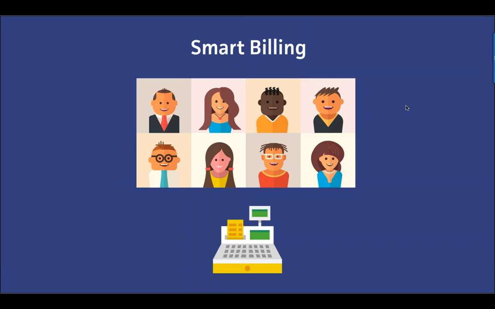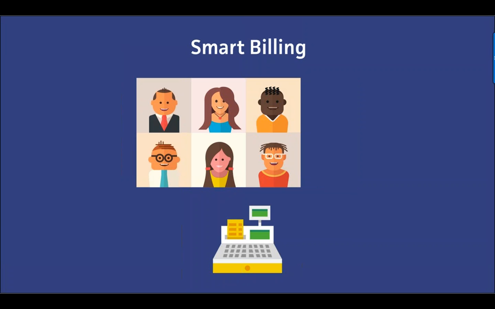So if a team member is inactive for 14 days or longer, a prorated credit will be added to your account, and the credit will be applied to your next billing cycle. Best of all, we'll take care of this automatically for you, so you don't have to worry about a thing.